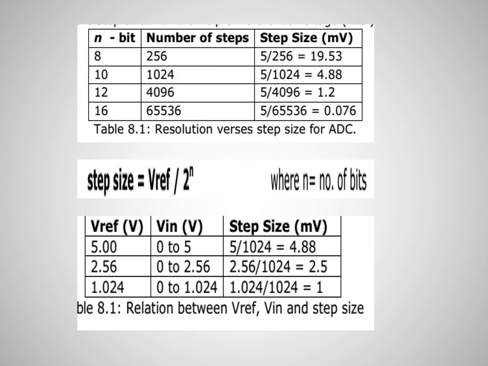This is a 10-bit ADC, so 1024 steps are there. The number of steps is 1024, and 5 volt is divided by it, so you get 4.88 millivolt. Means a 1 decimal digital value represents 4.88 millivolt, and multiply it with 1024, so you will get 5 volt. And this is the V reference that is the same.